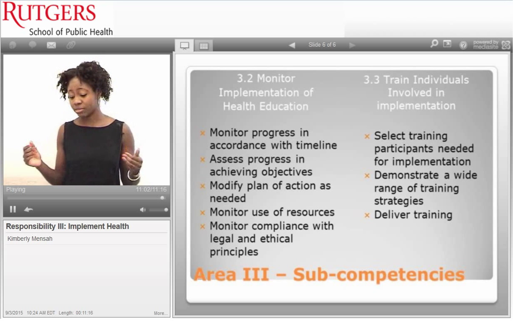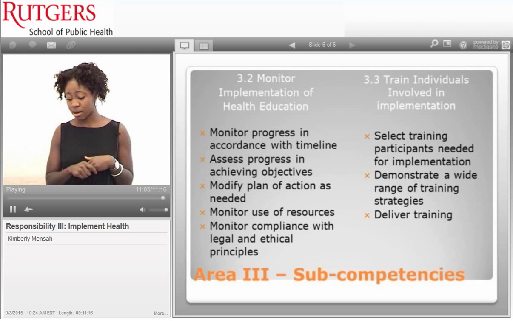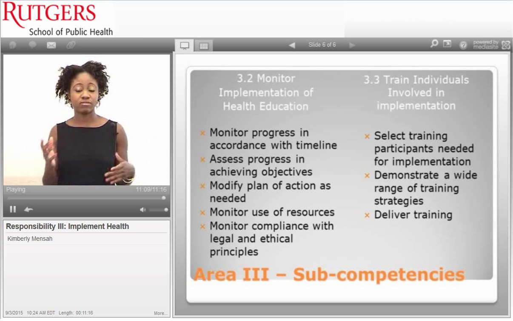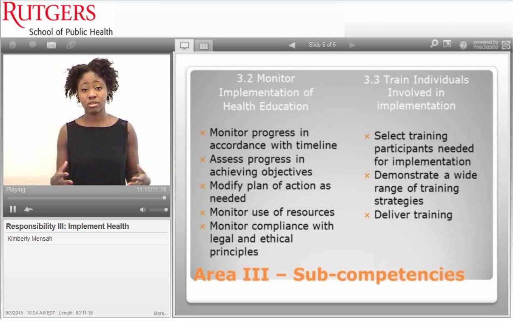3.3, when it comes down to training, are you training your personnel appropriately? Are you using different forms of media? Are you engaging them that way?